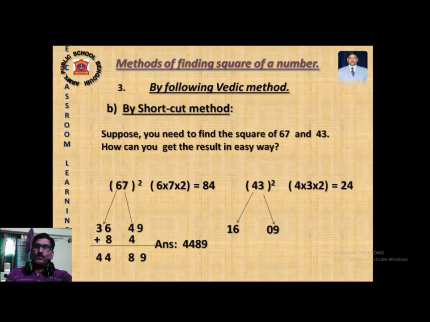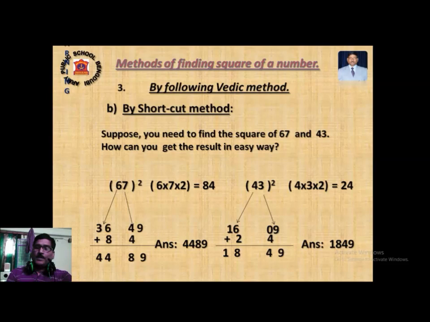Now write down the 24 just below it, leaving 1 digit from your right hand side like this. Find the sum of the result. It is coming 1849. Hence 43 square equals 1849. Have you understood? Then again I am saying, if you have not understood, replay the video, you will come to know. And still if you are not getting the meaning, you can ask me on my WhatsApp number. That I will give you later on.